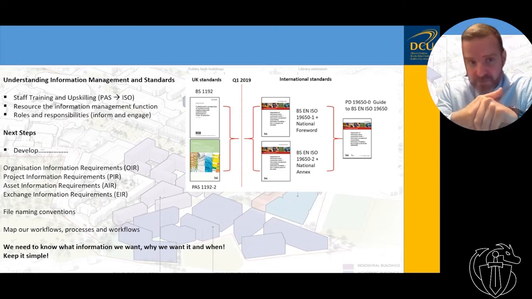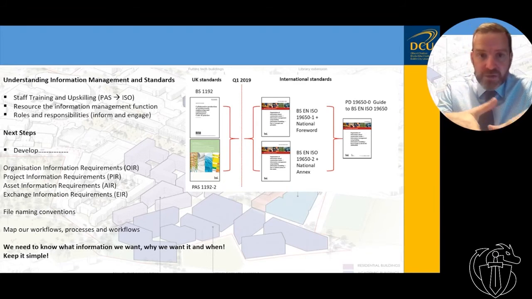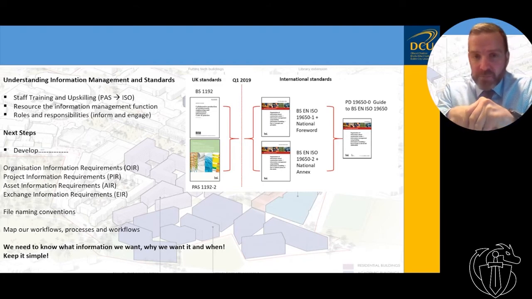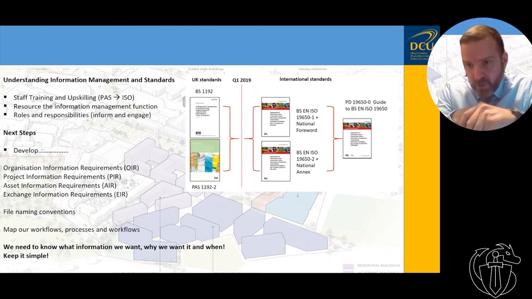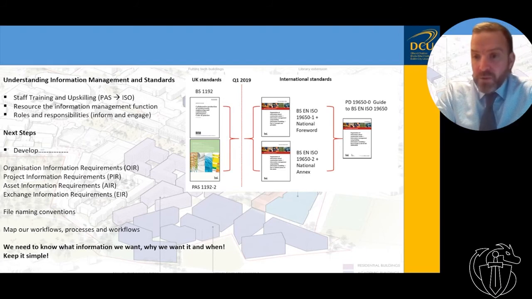And we're currently working on, I suppose, bite-sized elements of this, in terms of file naming and mapping our workflows and processes, which I think is a good foundation. It's a good basic level of understanding for people, because you can't come in and change something that somebody has been doing for their whole career in some cases, overnight. So it's that education. And I think we really just need to keep it simple. We need to know what information we want, why we want it, and when we want it. We don't need other people to come in and tell us what we want, why we want it, and when we want it. We know that, and it's just about keeping it simple.